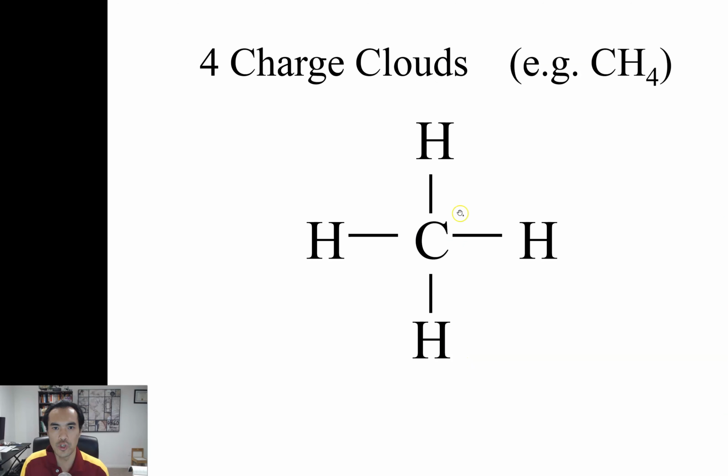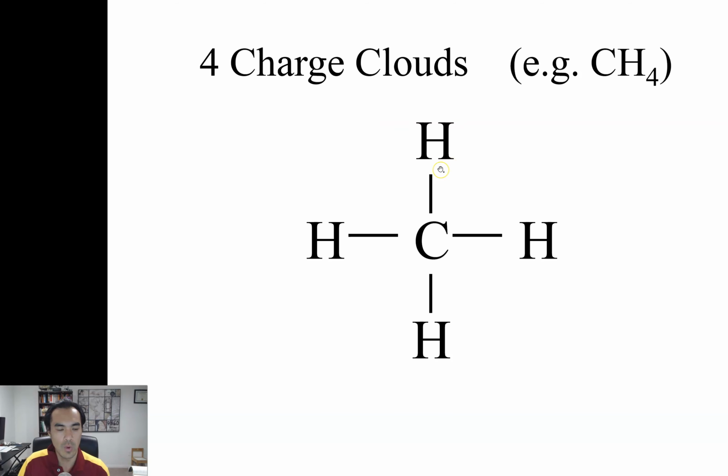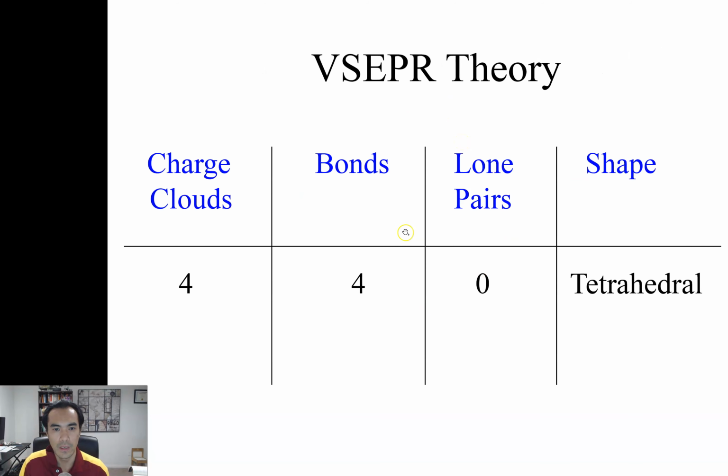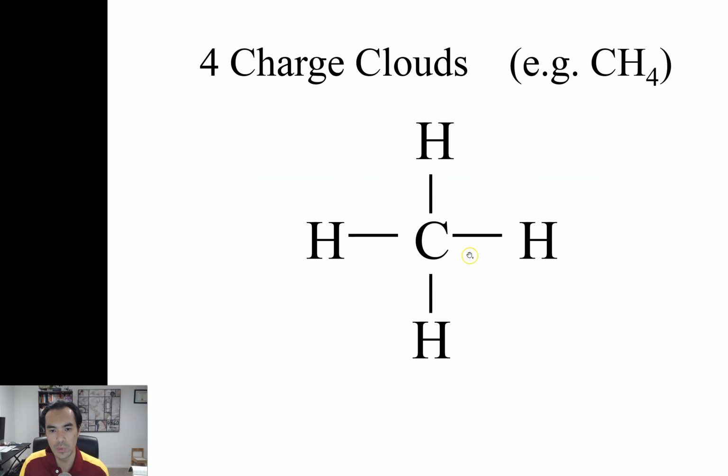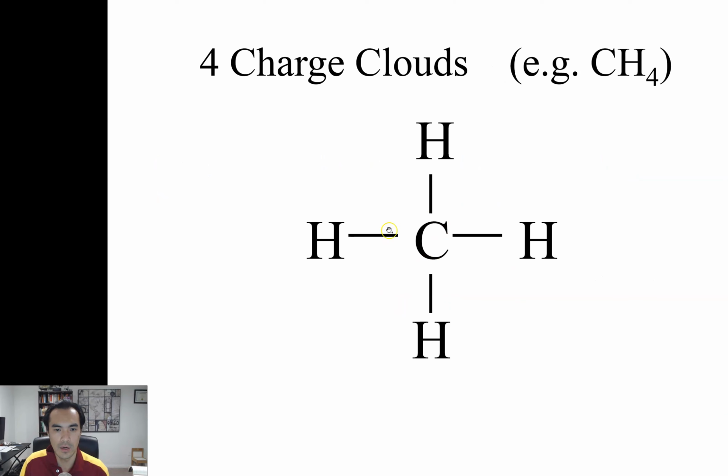Now let's take a look at 4 charge clouds with CH4. This is a situation where we have 4 hydrogens around, and again we're going to count the dots 2, 4, 6, 8, and hydrogen does not need 8 electrons, so it's a full octet already. It's one of the exceptions to the rule. So in this case we have 4 charge clouds. Again, we're defining a charge cloud as how many electrons the carbon has come in contact with. So it comes in contact with 1, 2, 3, 4. We have 4 bonds, 1, 2, 3, 4, and then we have no lone pairs for the carbon.